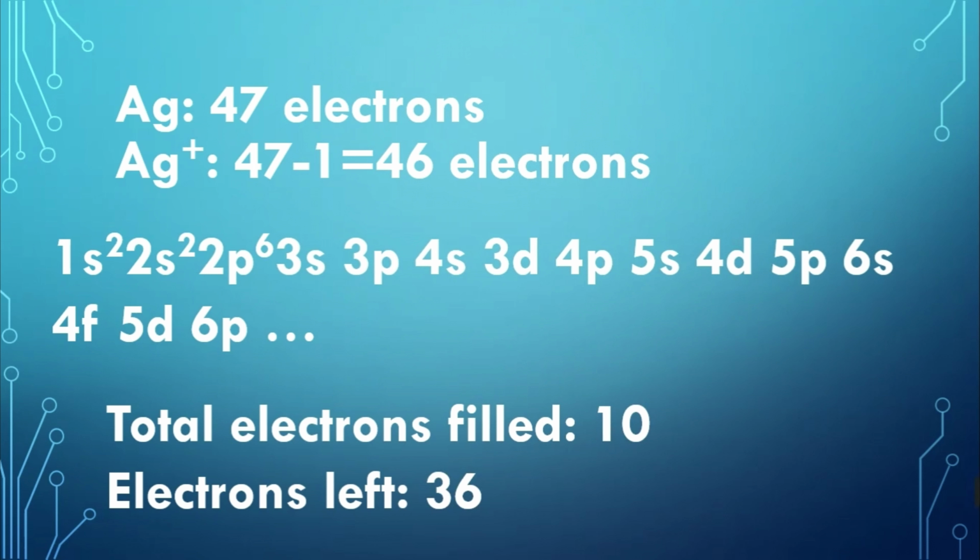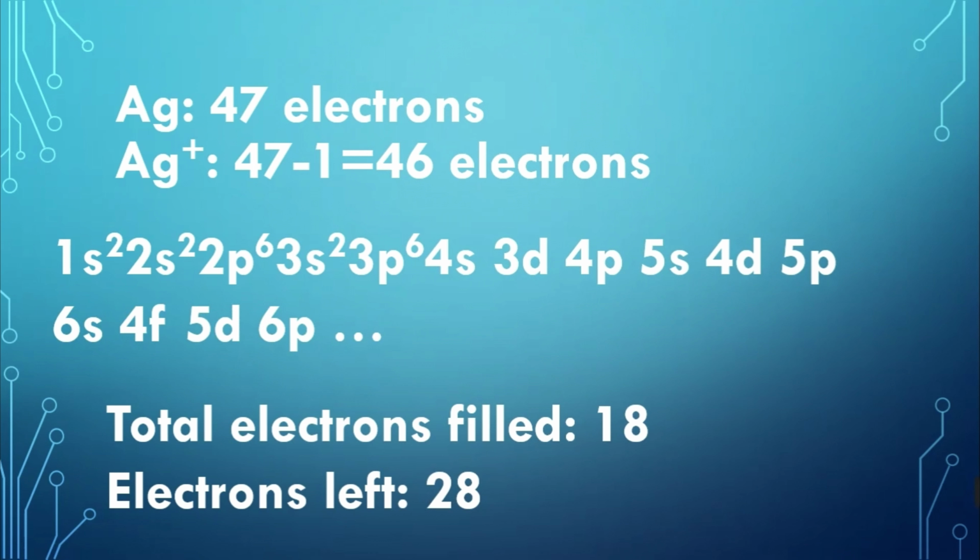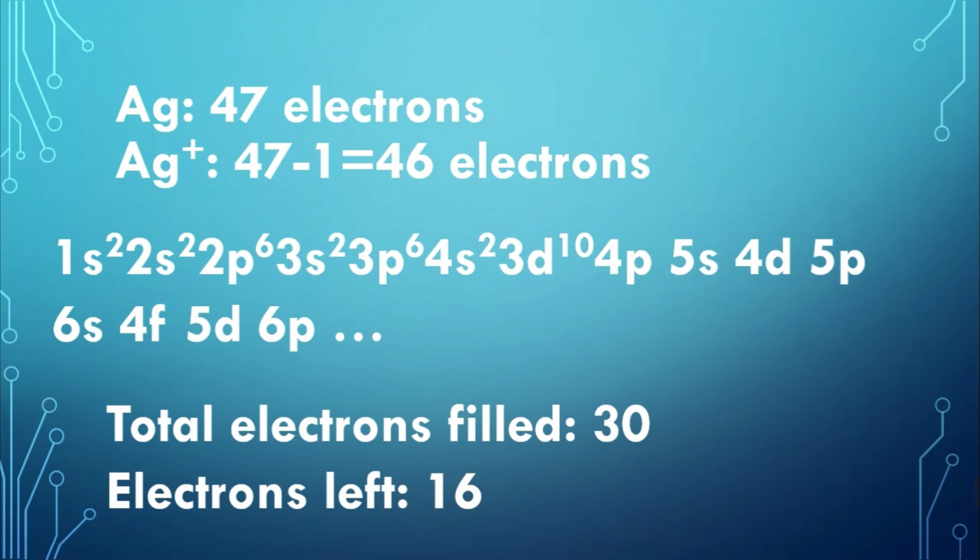So let's continue. Next we put 2 electrons into the 3s orbital, 6 electrons into 3p orbital, 2 electrons into 4s orbital, 10 electrons into 3d orbital, 6 electrons into 4p orbital, 2 electrons into 5s orbital, and then we will only have 8 electrons left. Let's first put all the 8 electrons into the 4d orbital by sequence.